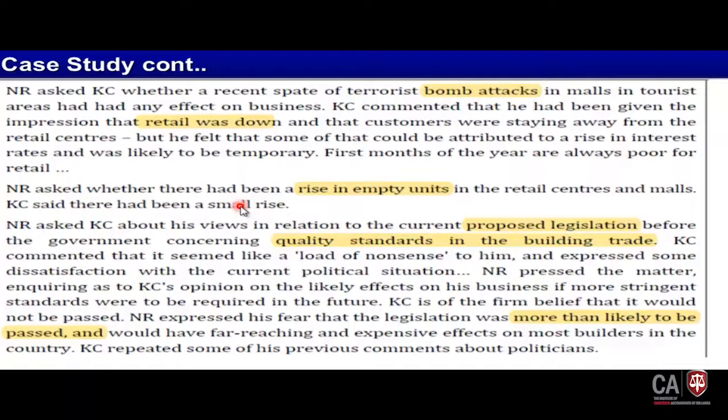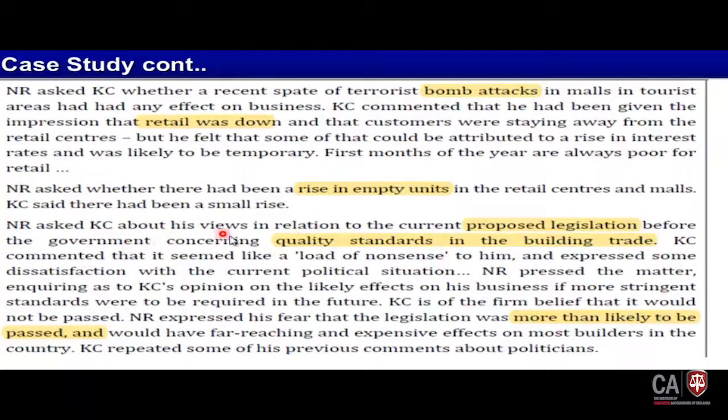The partner is not just saying yes and nodding to everything. The partner is asking whether there has been a rise in empty units in your retail centers and malls. Remember I told you, if you look at the accounting policy in this company, this may be investment property and your main income is rent income. When there are empty units, you are not earning. So there may be a question about your earning potential.